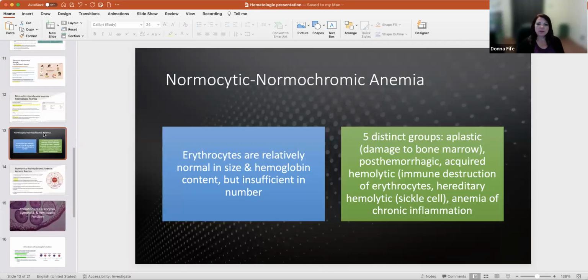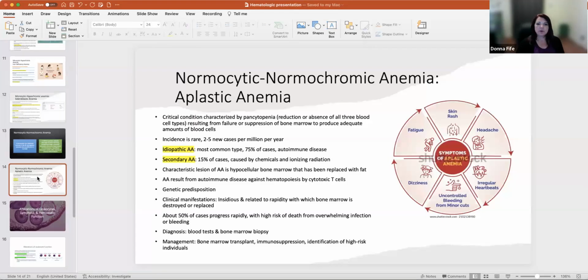Normocytic normochromic anemia. Erythrocytes are relatively normal in size and hemoglobin content, but insufficient in number. There are 5 distinct groups: aplastic, which is damage to bone marrow; post-hemorrhagic; acquired hemolytic, such as immune destruction of erythrocytes; hereditary hemolytic, such as sickle cell; or anemia of chronic inflammation. For normocytic normochromic anemia, I'm just going to cover aplastic anemia.